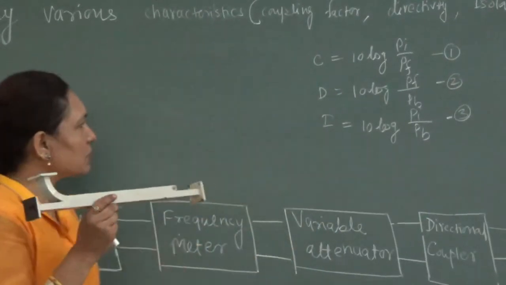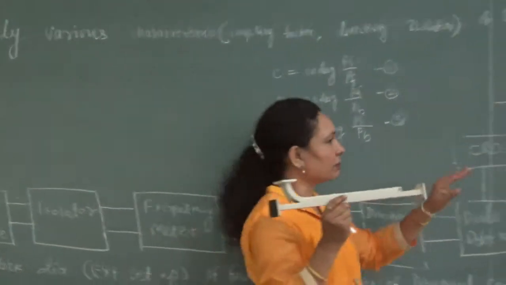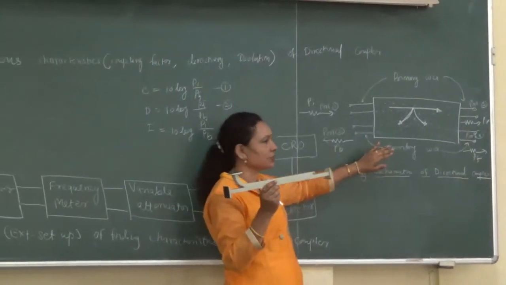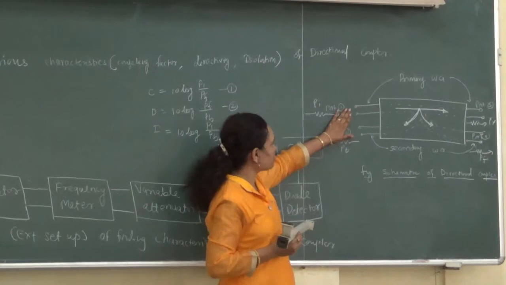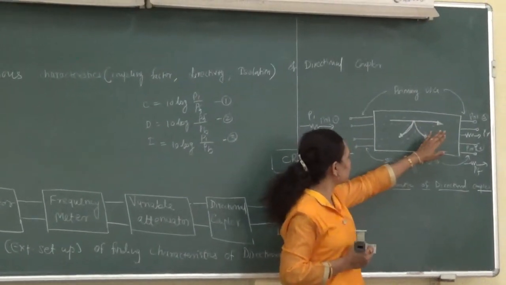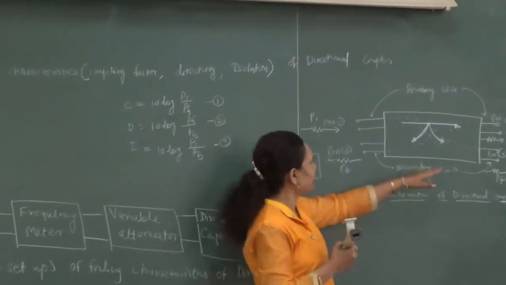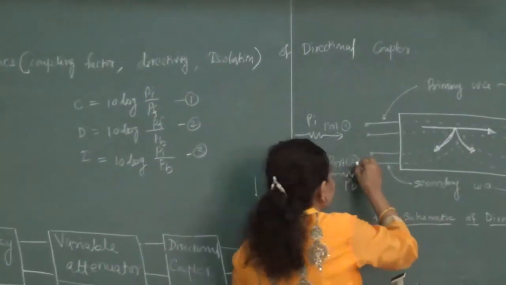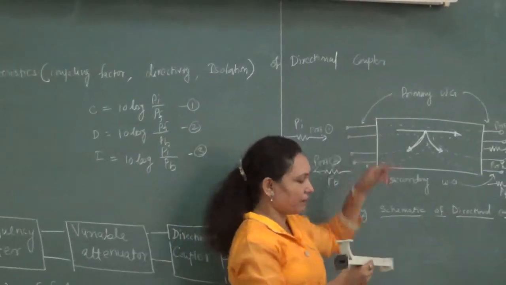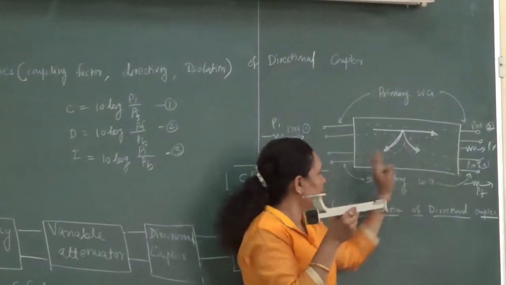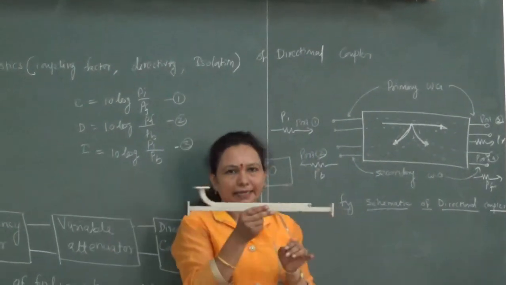A directional coupler consists of four ports. Look at this figure, which is just a symbolic representation of the directional coupler. This is port 1, this is port 2, this is port 3, and this is port 4. So this is the primary waveguide, the main waveguide, and this is called the secondary waveguide.